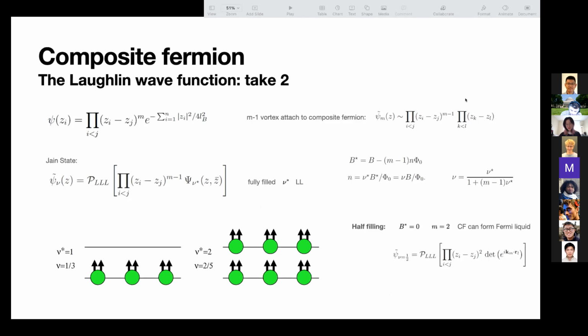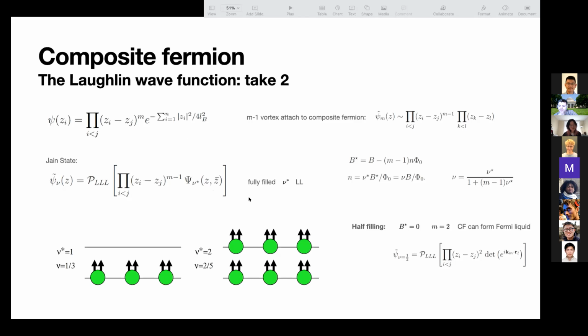Can I ask another question? Sure. Sorry, can you remind me why the lowest Landau level has no z bars? Oh, it just comes from the symmetric gauge. If you choose the symmetric gauge, then the lowest Landau level wave function will always be a holomorphic function times some exponential factor. Here I didn't include the exponential factors.